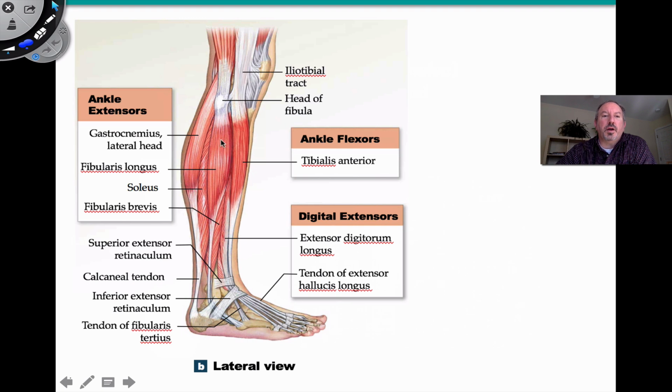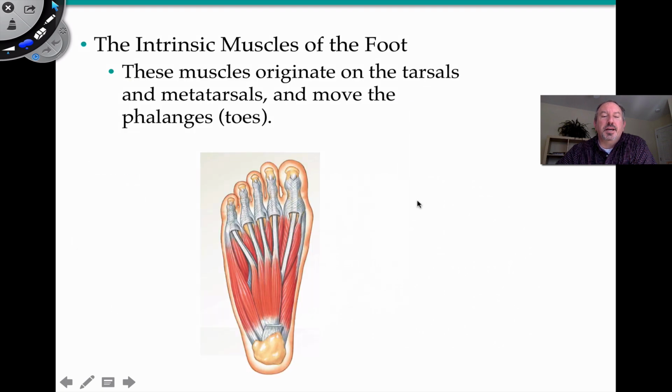And then, again, I'm not mentioning every one of the muscles involved as ankle extensors and ankle flexors and all of these, but I already feel like I'm overstaying my welcome. But finally, intrinsic muscles of the foot. So these are, again, muscles that are found inside an organ, like, for example, the foot, and they originate at the tarsals, which are these little bones right here, and metatarsals, and they help to move the phalanges. In other words, move the toes.